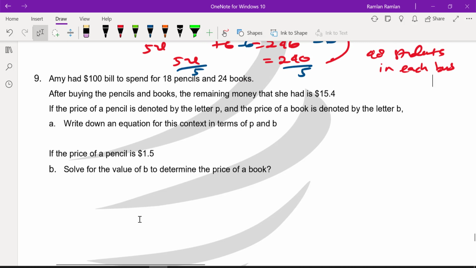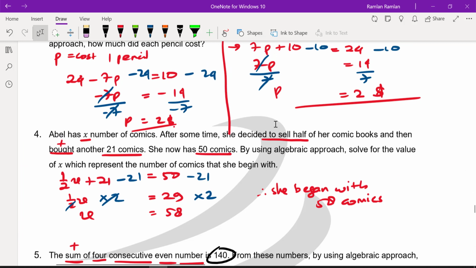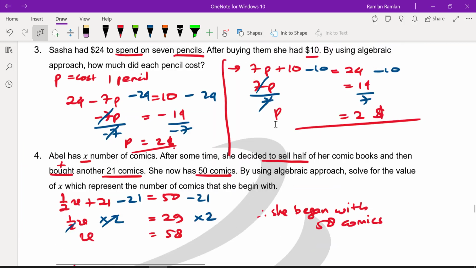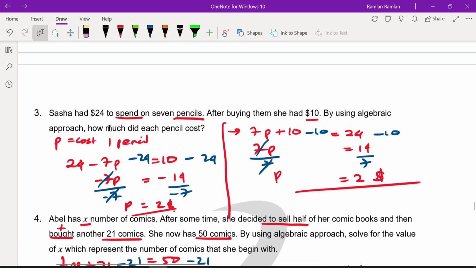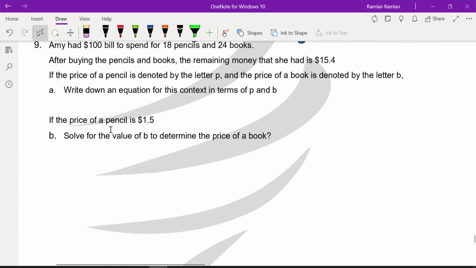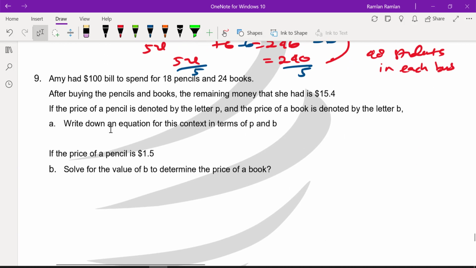Amy had a 100 bill to spend on 18 pencils and 24 books. After buying the pencils and books, the remaining money that she had is 15.4. So for this, you can actually do the same thing like we did over, I think it's this one, number 3. But the only difference is that we have two different items. It's actually the same thing. Write down an equation for this context in terms of P and B.